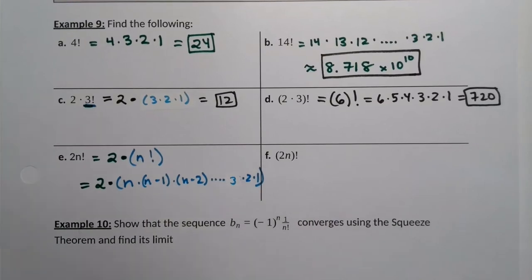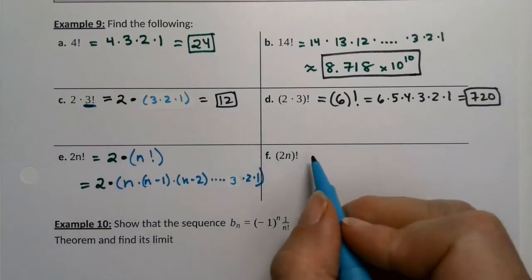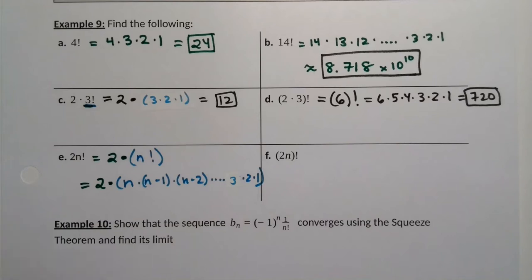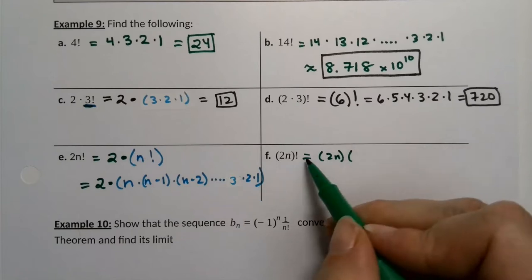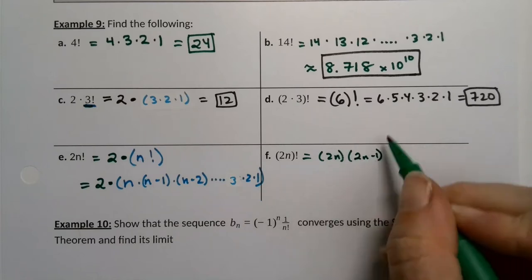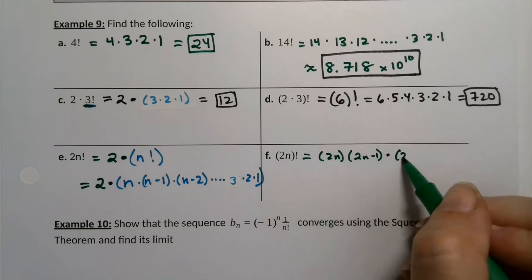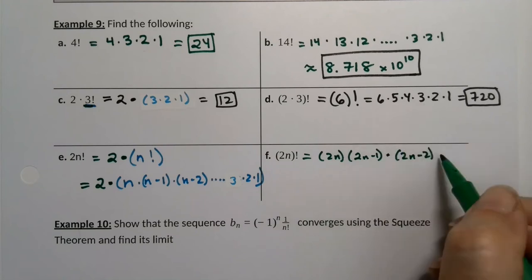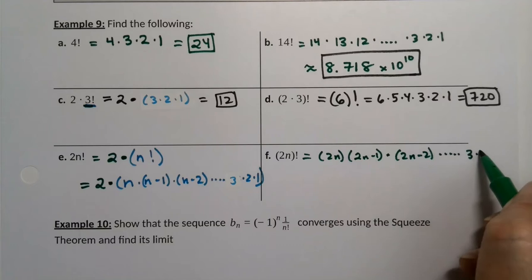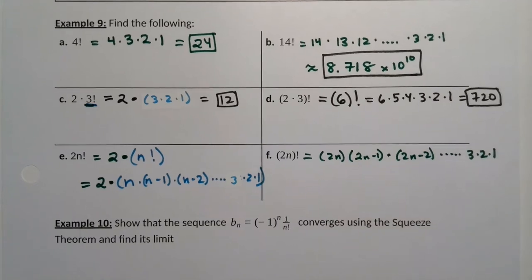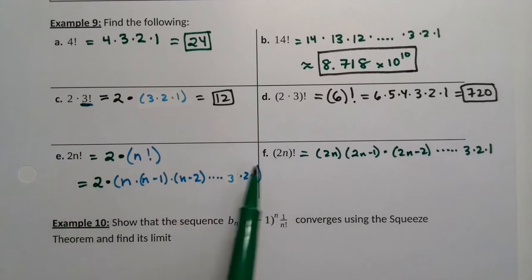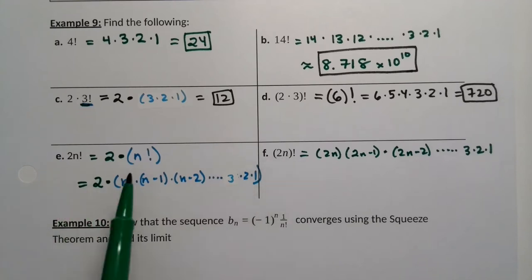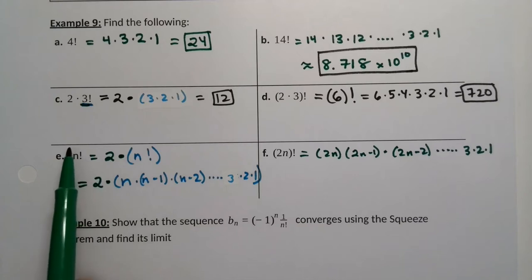As opposed to this one over here, which is really 2n times the next number down, right? 6 times 2n minus 1, which was 5 here, times 2n minus 2, which was 4, and so on and so on until you get to 3 and 2 and 1. See the difference? Actually, this is a much larger number than this, right? Because this has the factorial of 2n, whereas this is only 2 times n factorial. So this would be a smaller number than this one.